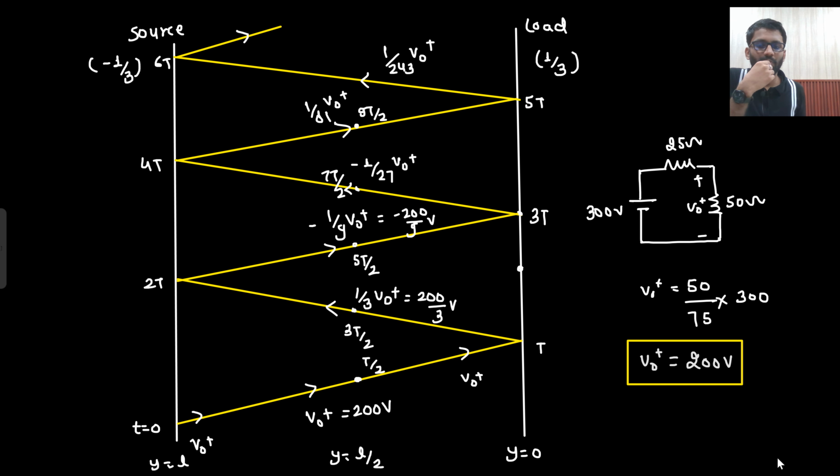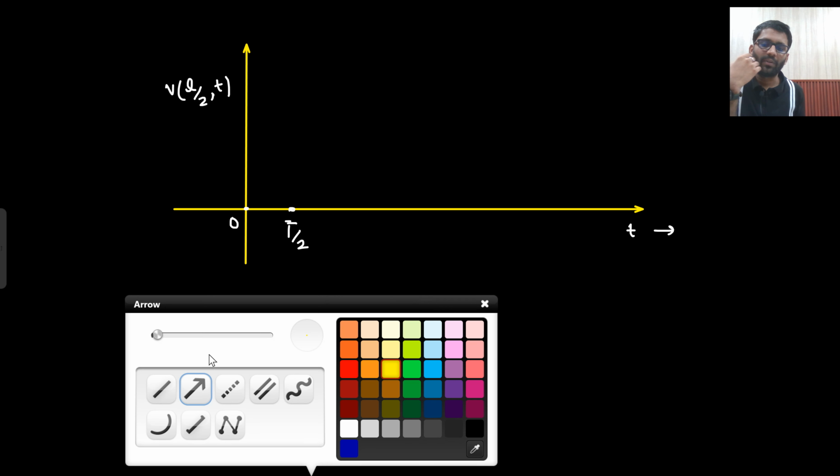So at t by 2 you will have 200 volt, and it will be remaining there till 3t by 2.